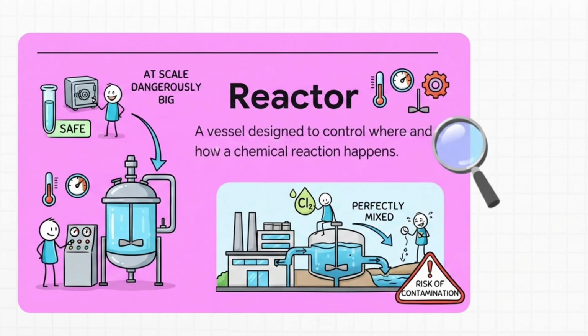A municipal water treatment plant, for example, uses a reactor to add chlorine to our drinking water. If that reactor doesn't mix the water perfectly evenly, parts of the water supply could end up undertreated, creating a very real contamination risk. The reactor ensures it happens safely and consistently every single time.